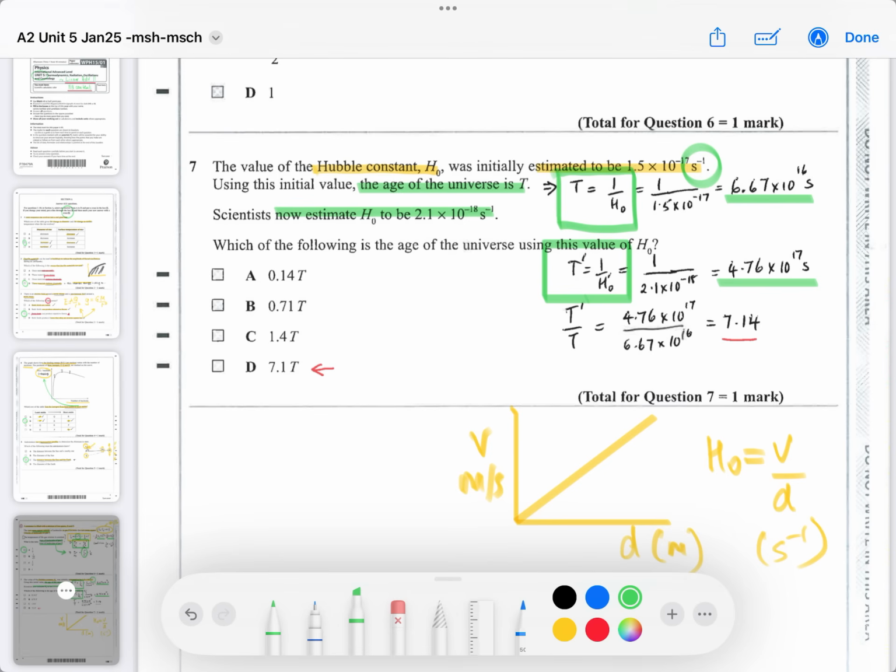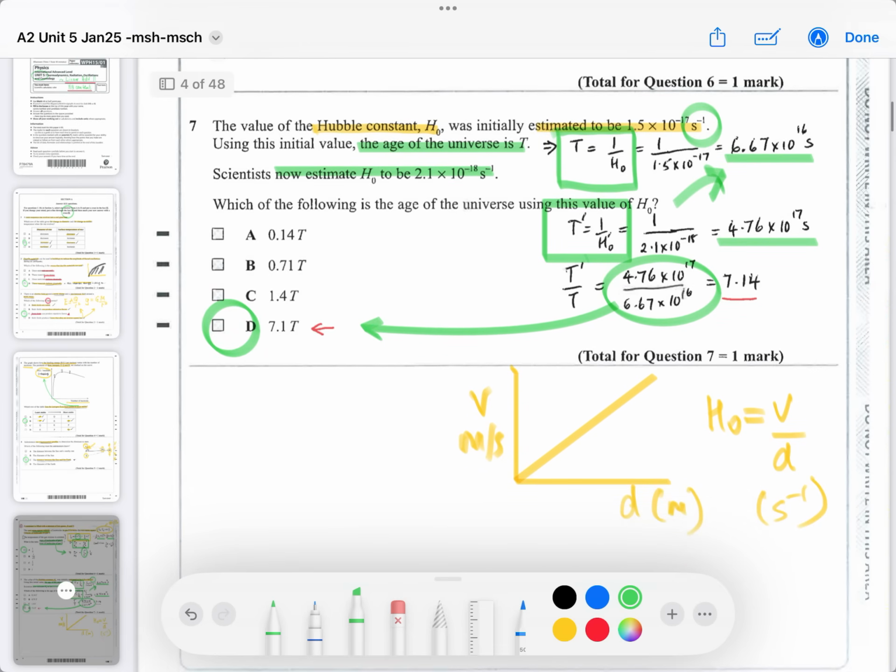and they want you to know which of the following is the age of the universe using the new value of H0. So in other words, they want you to see how much it has increased or decreased. Okay, so you've got to use that value. So you just do the second answer divided by the first answer, you'll get 7.14, which shows you the answer is D.